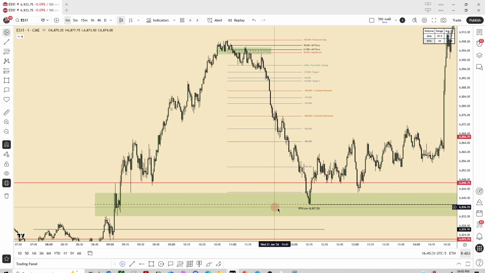Fair value gap, 1 hour fair value gap here, right? Violated. Get out. It's been violated. Boom, boom, boom. It's retesting this level. Boom, boom, boom, boom. Right? Market structure shift again. Retrace back into the balanced price range.